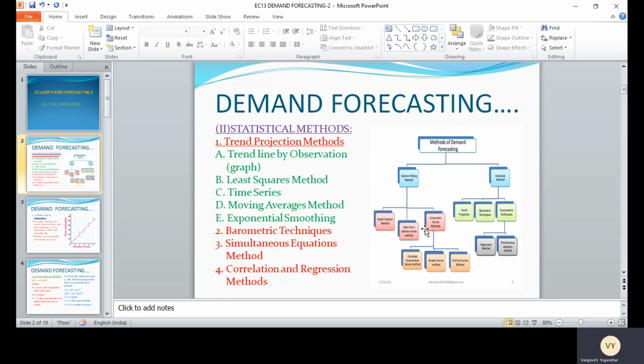The second type of methods of demand forecasting are statistical methods. Under statistical methods, we have broadly four methods: trend projection methods, barometric techniques, simultaneous equations method, and correlation and regression methods. Let us discuss one by one. Under trend projection methods, we have trend line by observation, least squares method, time series, moving averages method, and exponential smoothing. Let us discuss one by one.